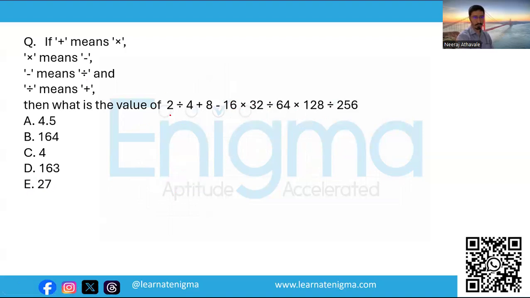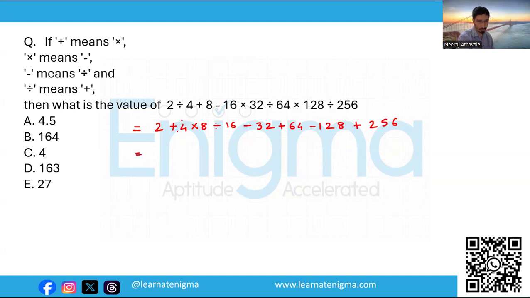Let's do the last one. 2 divided by 4. Okay. So division means plus. So 2 plus 4. Plus means multiplication. So into 8. Minus means division. So divided by 16. Multiplication is minus 32. Divided by, so plus 64. Multiplied by means minus 128. Division means plus 256.